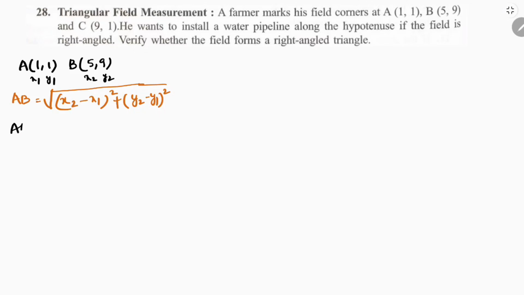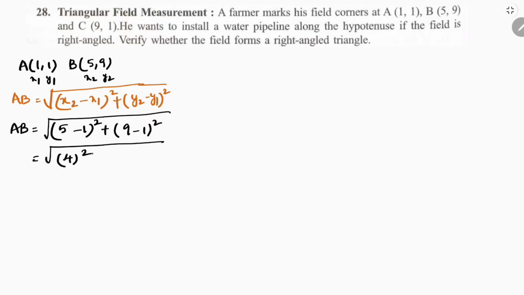So if I calculate the AB distance, it is under root, x2 5 minus x1 1 whole square, plus y2 9 minus 1 whole square. 5 minus 1 is 4 square, 9 minus 1 is 8 square. 4 square is 16, 8 square is 64. So 16 plus 64 is 80. You can write root 80 units. You can simplify, but it is not required because anyhow we'll square it.